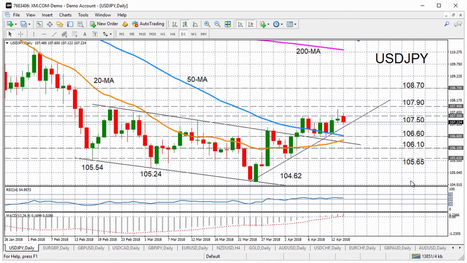The pairs we're going to be looking at this week are the dollar yen, the euro pound, the pound dollar, and the dollar loonie pairs. So let's start with dollar yen.